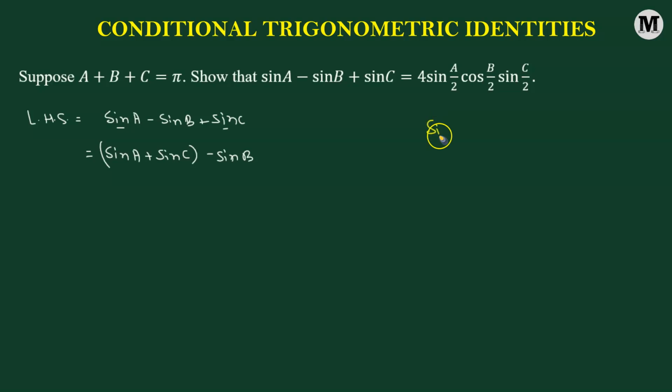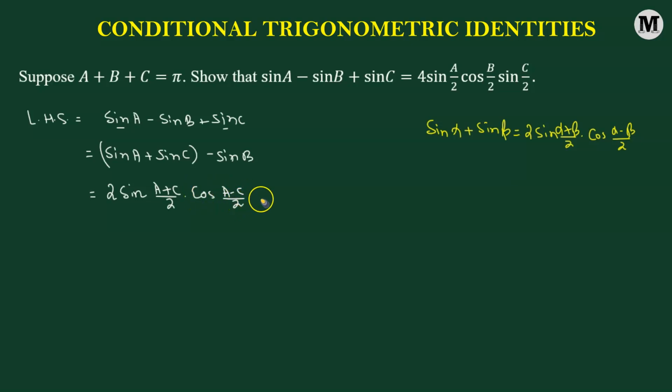We are going to use the fact that if we have sine of alpha added to sine of beta, this is given by 2 times sine of the angle alpha plus beta over 2, multiplied by cosine of the angle alpha minus beta over 2. Okay, so in our case we have 2 times sine of the angle A plus C divided by 2, multiplied by cosine of the angle A minus C over 2, minus sine of angle B.